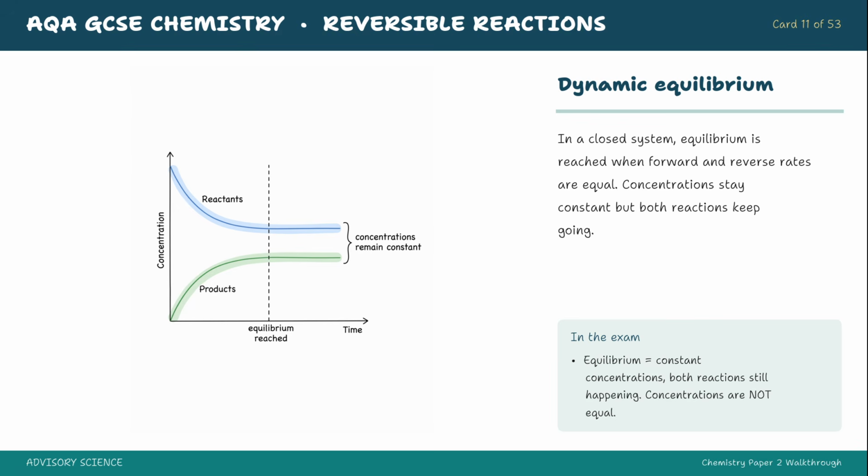In the exam, the absolute keyword here is dynamic. If an examiner asks you to define equilibrium, your answer must include two specific points. The rate of the forward reaction equals the rate of the reverse reaction, and the concentrations of reactants and products remain constant.